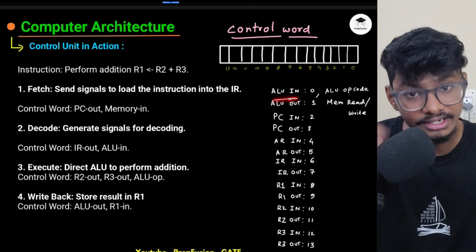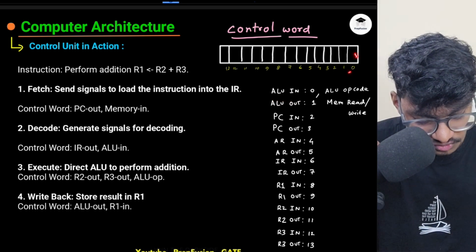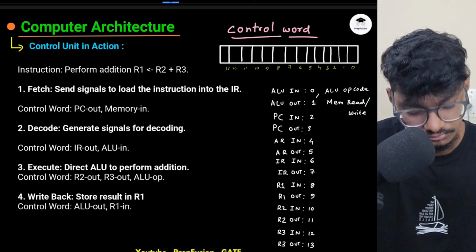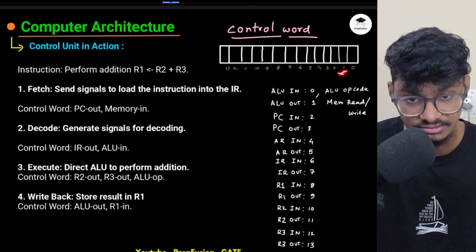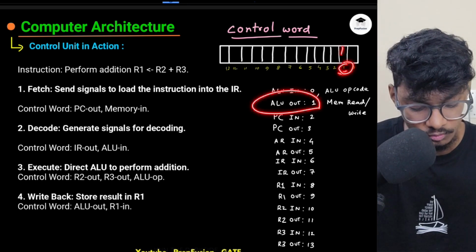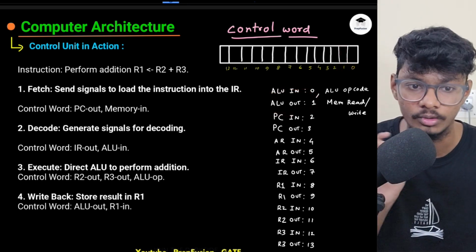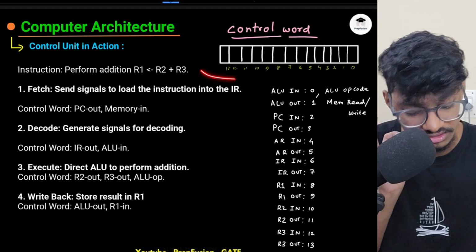This is a control variable, ALU in. If this particular bit is 1, that means ALU will take input, and if this position is 1, that means ALU will give output. All of it depends on the control word. This is a control word.